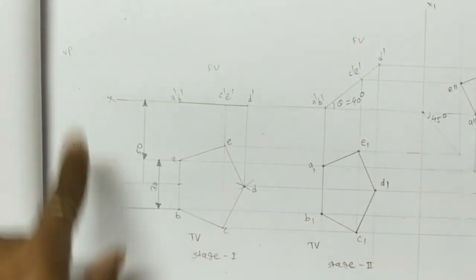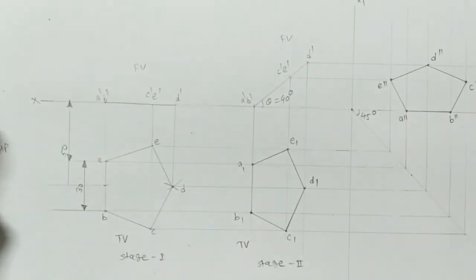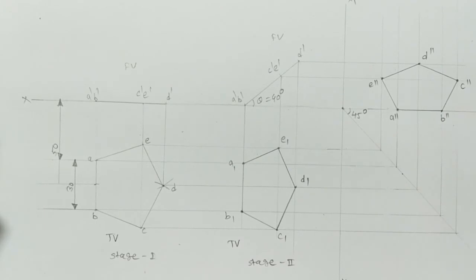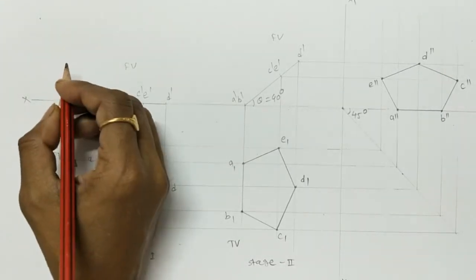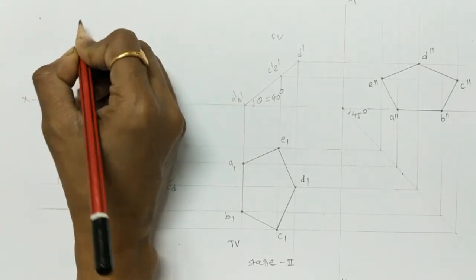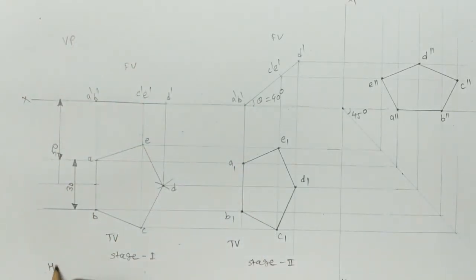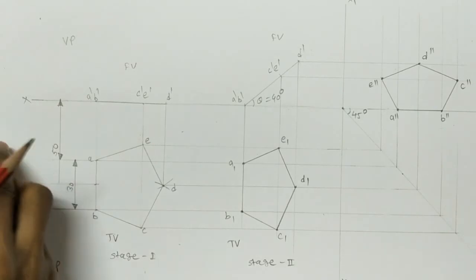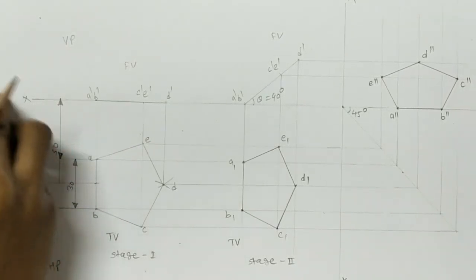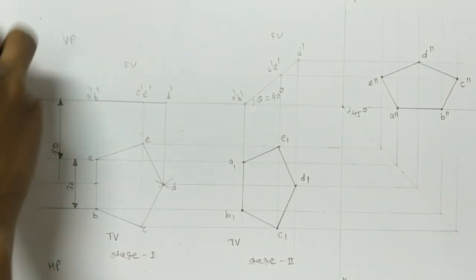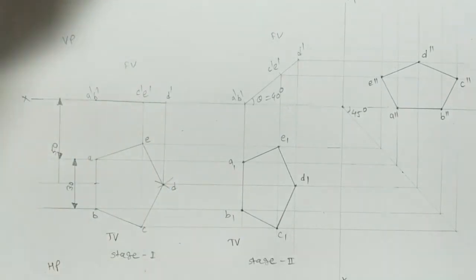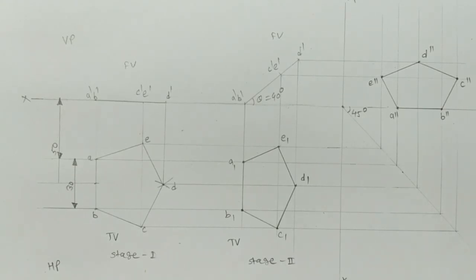Show VP and HP like this. You can show here also. This is VP and this is HP. This is the complete example.